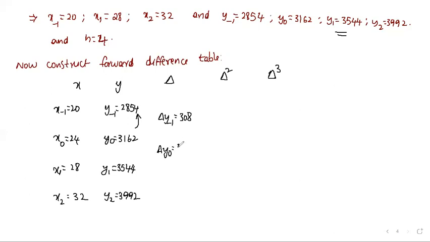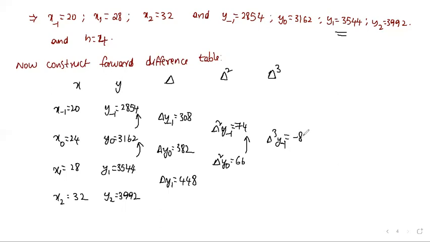Del y0 is equal to 382. This minus this one, del y1 is equal to 448. Second difference, del square y minus 1 is equal to 74. Del square y0 is equal to 66. Now the third difference, del cube y minus 1 is equal to -8.